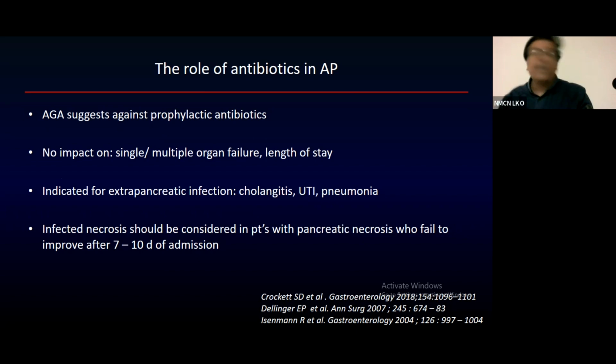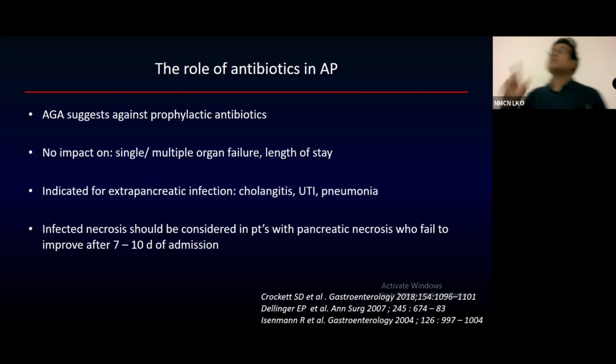However, antibiotics are indicated for extra pancreatic infection, that is cholangitis, UTI, and pneumonia. So if you tell me a patient has pancreatitis and you have a cultured organism, say in the urine, or you have sputum which is positive for an organism, it's an extra pancreatic infection. This patient possibly merits antibiotics even early in the course.